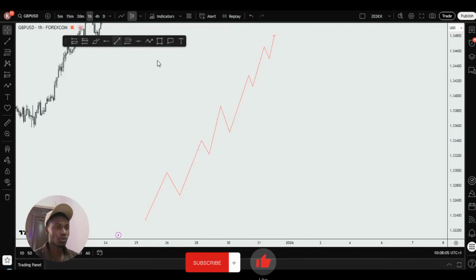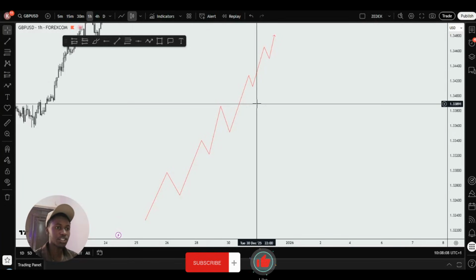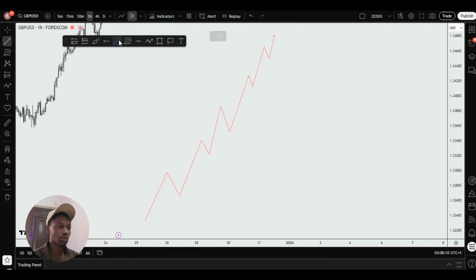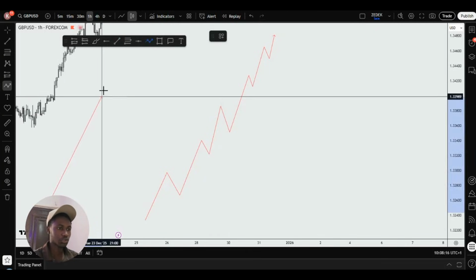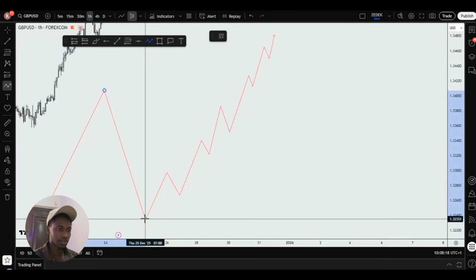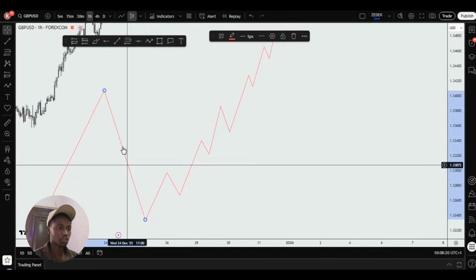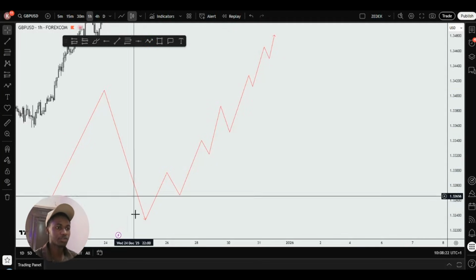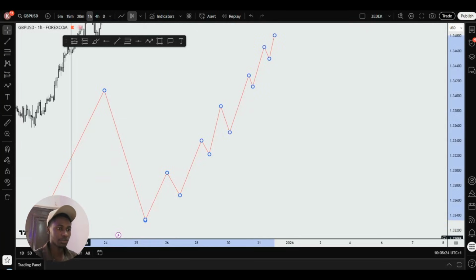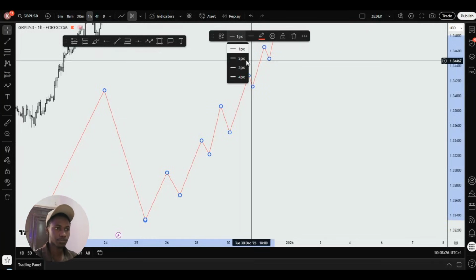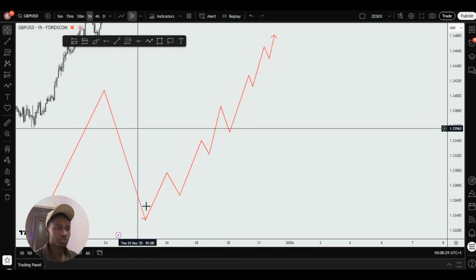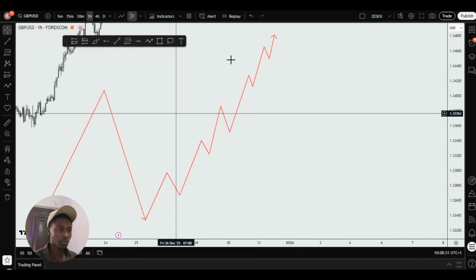First of all, once we have structures that are creating to the upside, the first thing we want to identify is the leg from where it's coming from. So let's say there was a bigger structure like this. There was a bigger structure, probably from a higher time frame. We have these very big structures. Let me increase this size. So let's say we have a bigger structure like this from a higher time frame.